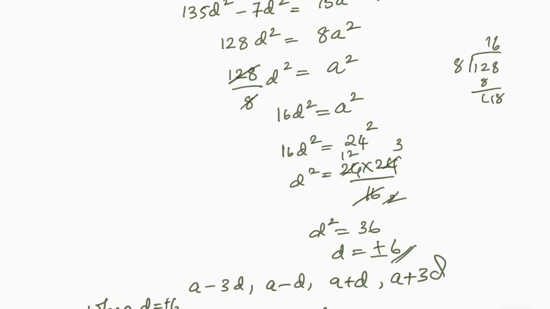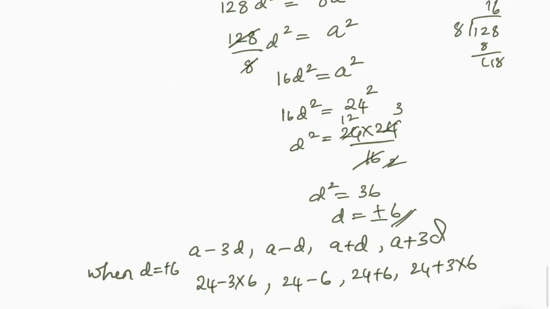24 minus 6, 24 plus 6, 24 plus 3 into 6. So 24 minus 3 into 6, that is 24 minus 18, is equal to 6. 24 minus 6 is 18. 24 plus 6 is 30. 24 plus 18 is equal to 42.